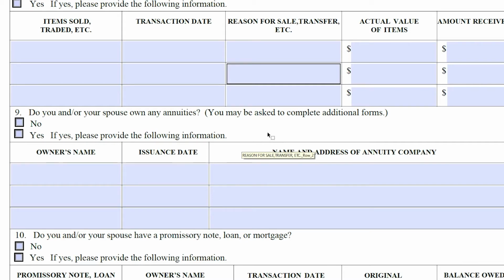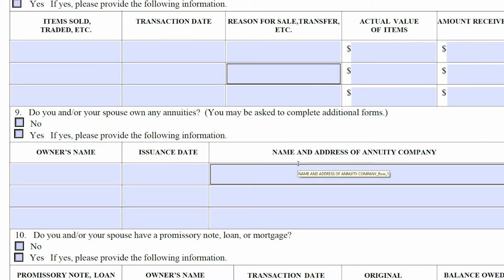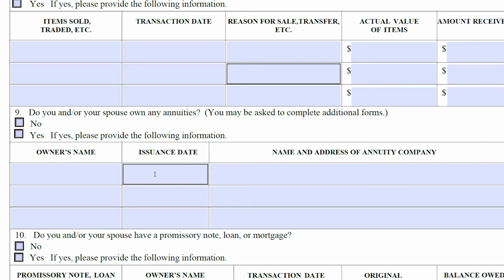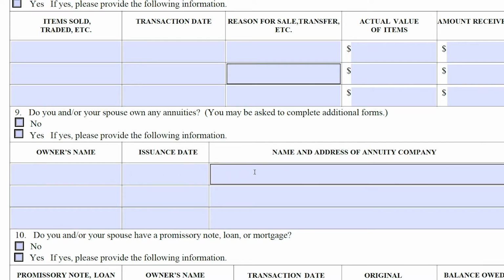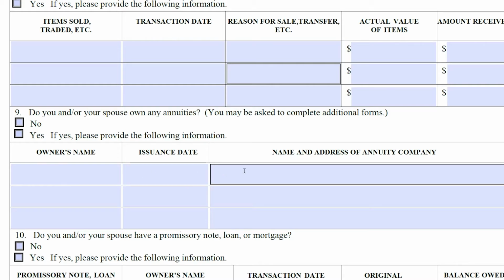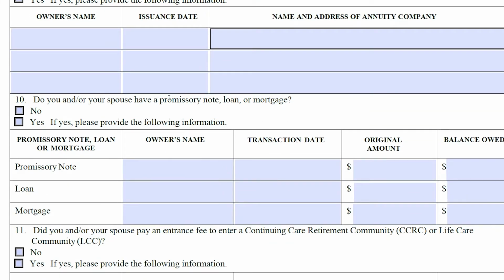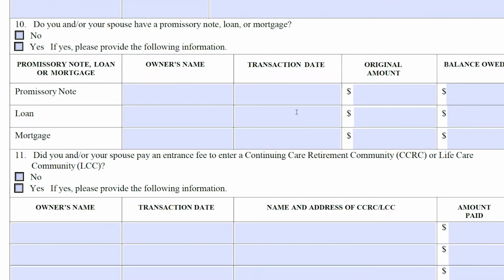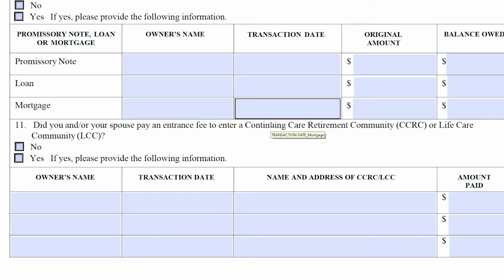If you own any annuities or anything like that, this has to be placed here. And of course, the annuities are for more things like income versus assets. So you'd have to put here which person owns it, when it was issued, and of course, the company that owns it. Typically, just like for a lot of the other assets here that are larger, Medicaid would want a statement. If you have any promissory notes, loans, or mortgages, they require those things as well. And of course, if there's an entrance fee that was paid to some kind of long-term care community or life care community, they also want to know those things.